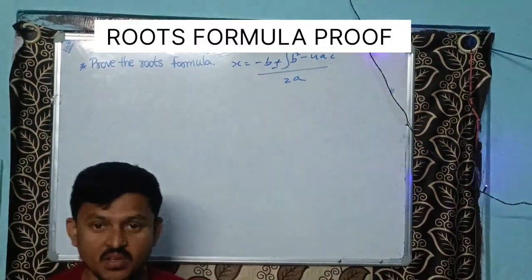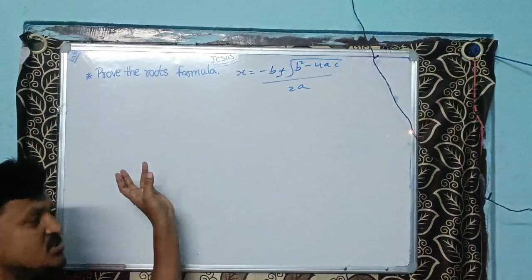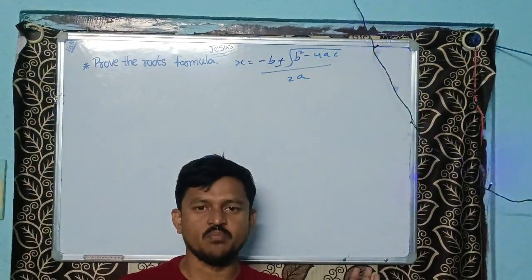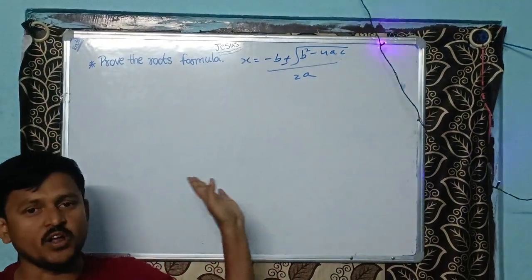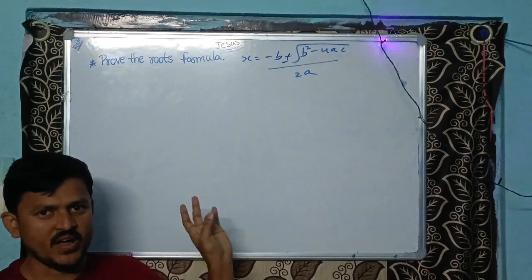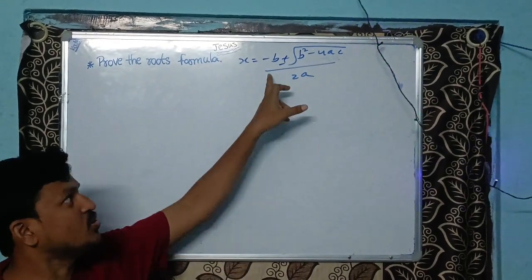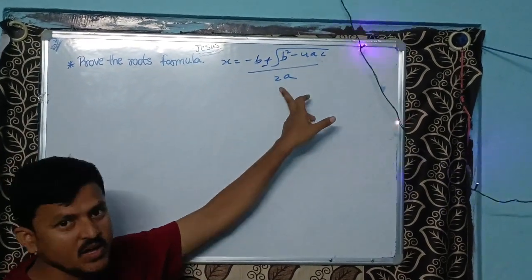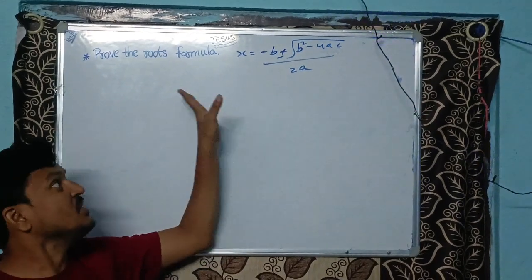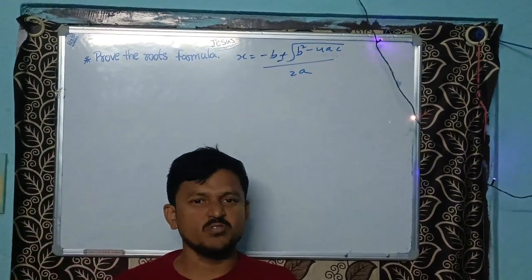Today's topic is the roots formula. Roots, zeros and factors are the same thing, which we use in quadratic polynomials and quadratic equations, and we find the roots. What is the formula? x is equal to minus b plus or minus square root of b square minus 4ac, all divided by 2a. This formula's proof is also called the completing the square method.